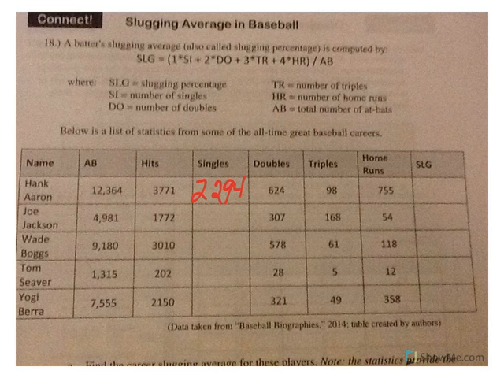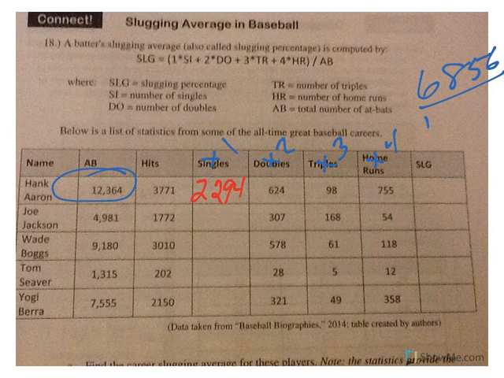Now, once you do that, we are ready to do the formula. So I'm going to take the singles and multiply by 1. Doubles I'm going to multiply by 2. Triples I'm going to multiply by 3. Home runs I'm going to multiply by 4. And when you add those numbers together for Hank, you should get 6,856. We are going to divide that by his at-bats, 12,364. And when you divide that, you should get 0.555. So his slugging percentage is 0.555, right, which is super fly fabulous.